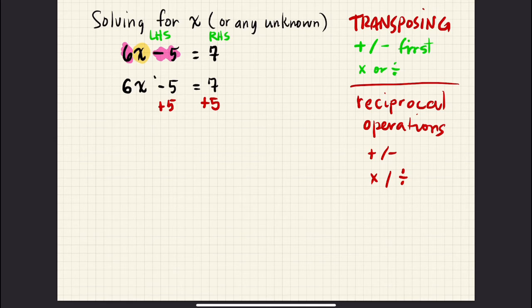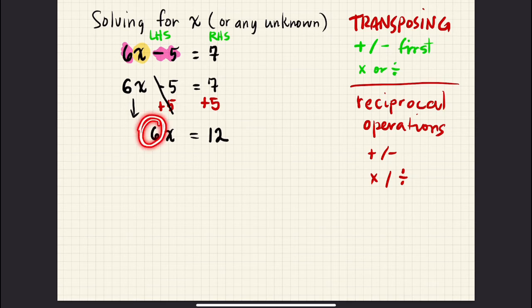-5 plus 5, we can cancel, because -5 plus 5 is equal to 0. Then we bring down the 6x, equals, what is 7 plus 5? 12.